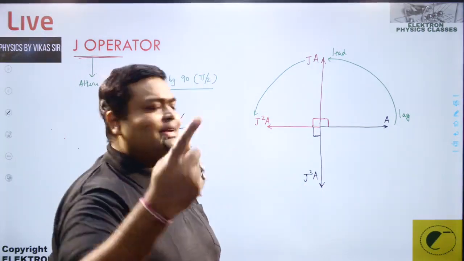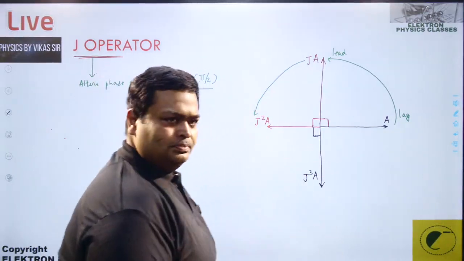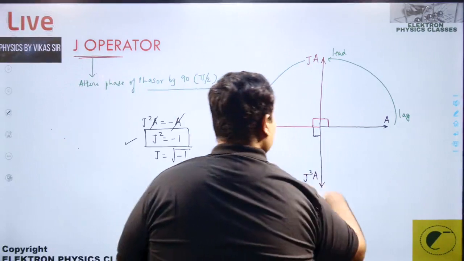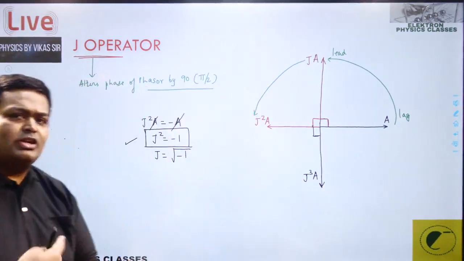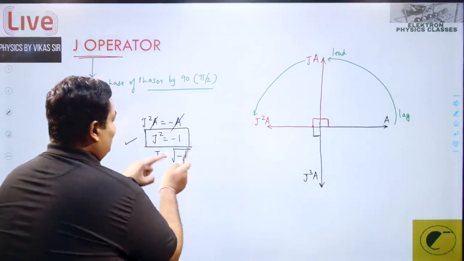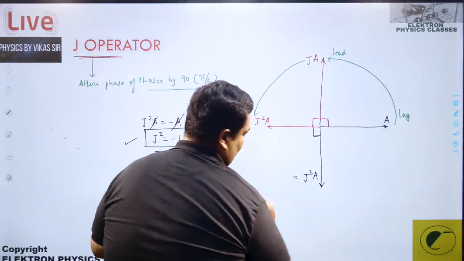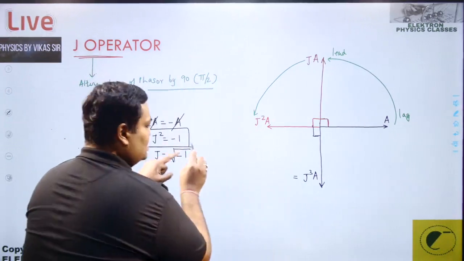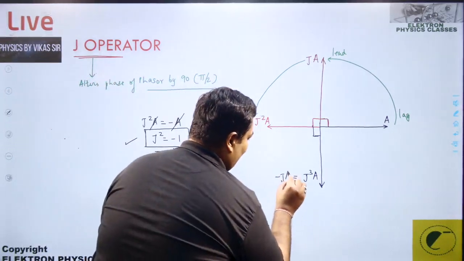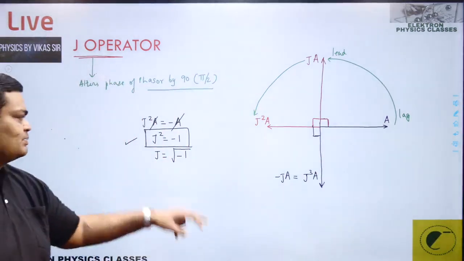Or you could have directly written, no? That's the minus of J. It's opposite to this, no? Opposite means a phase difference of pi. J cube A, so you can play with J square as minus 1. This will be equivalent to how much? J square is minus 1, so that's minus of J into A. So that's opposite to this. Replacing J square as minus 1.